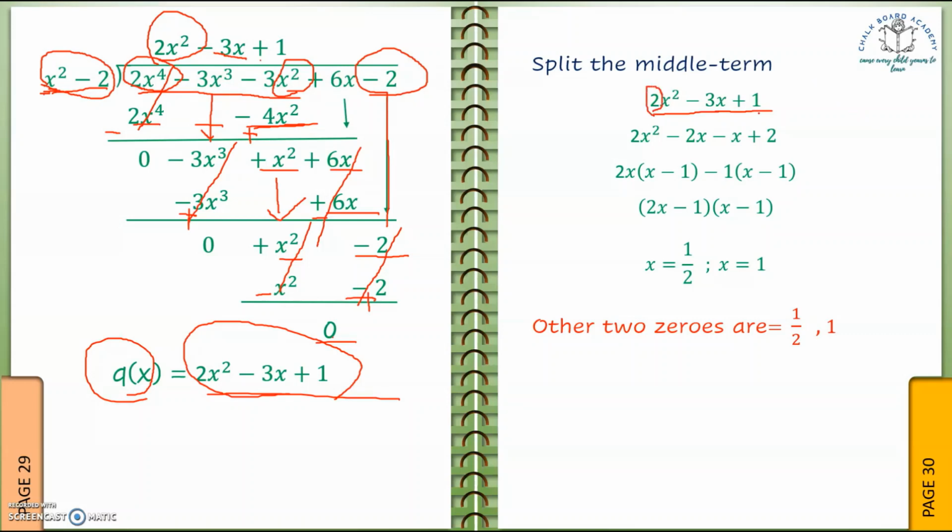So we are splitting the middle term of 2x square minus 3x plus 1. The first step is to multiply this 2 by this 1, so we got 2. Now the factors of 2 are 2 and 1. So 2 plus 1 is equal to 3, 2 minus 1 is equal to 1, and 2 into 1 is equal to 2. We have to check that both these terms should have the same sign. Because it was minus 3x, we are taking minus 2x and minus x. So 2x square minus 2x minus x plus 1. This is the polynomial, and we have split the middle term.